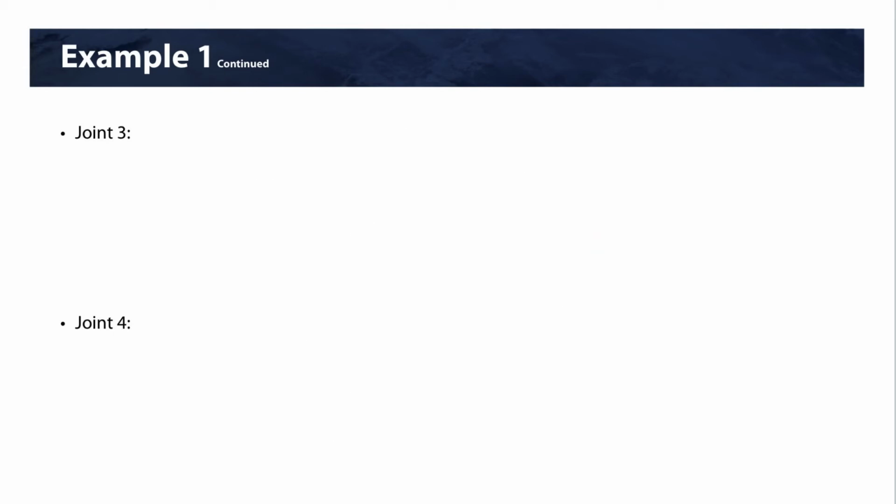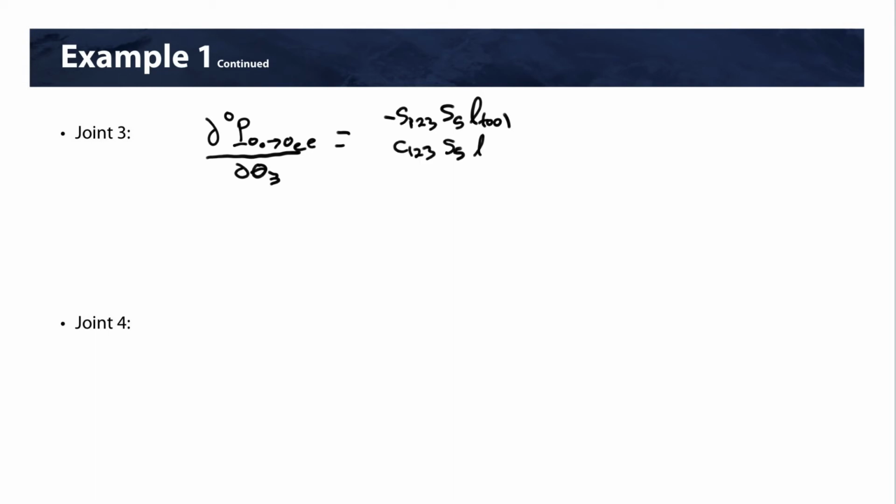And we just keep going. So for joint 3, because joint 3 is also revolute, we're going to do the partial derivative of our position vector with respect to theta 3 now. All right, and if you do that, you're going to get minus S123 S5L2. You get C123 S5L2. You get 0.